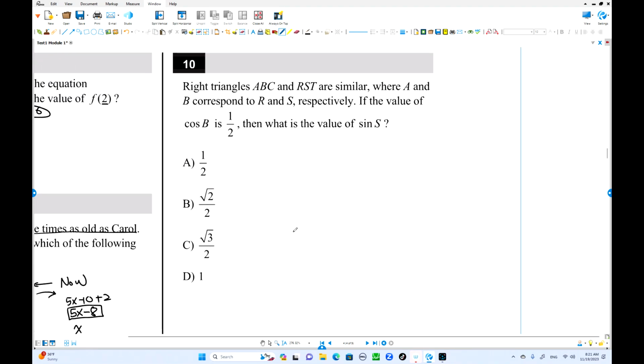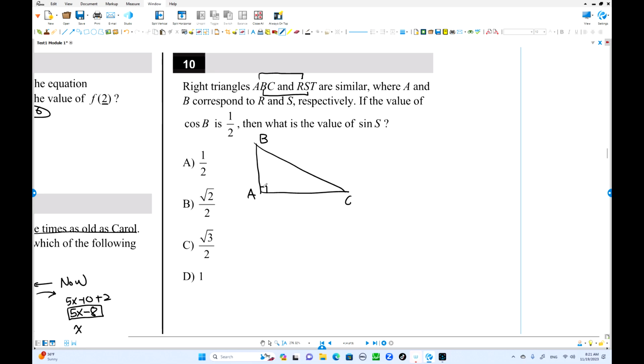Here is number 10. Triangles ABC and RST are similar. A and B correspond to R and S. So, what is the value of cosine B? This is a right triangle, and angle B is not the right angle. I'm going to take this as angle B over here, and this is A, C, something like this.